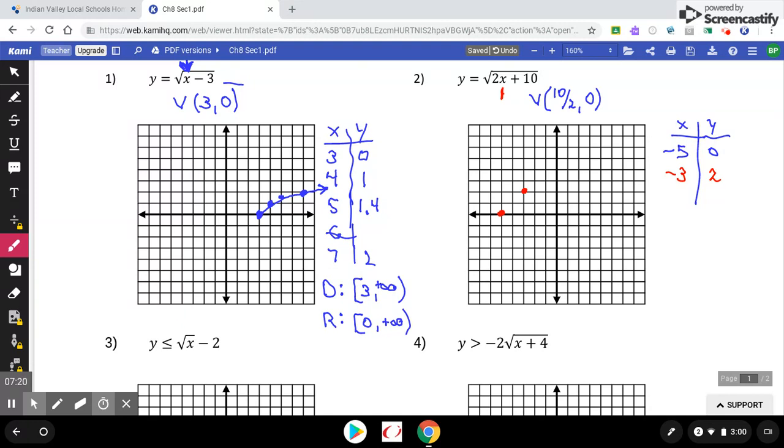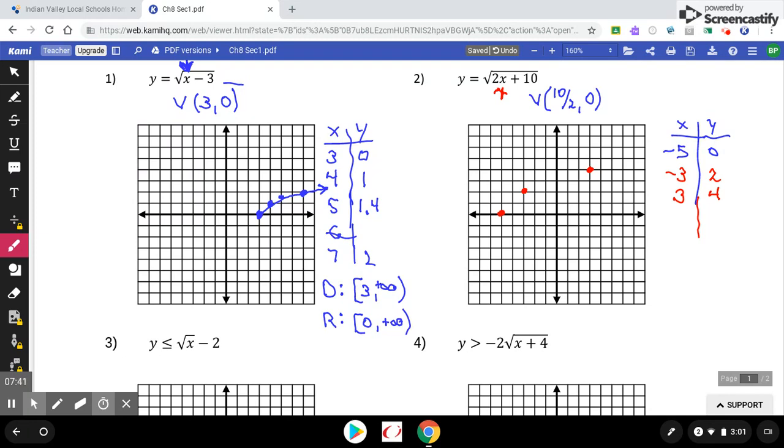Let's see here. How about positive 3? So put a 3 in for x right here. 2 times 3 is 6. 6 plus 10 is 16. Square root of 16 is 4. Yay, I found another one. Okay, and then we'll hold true to my statement, which is I'll let you come up with one decimal.